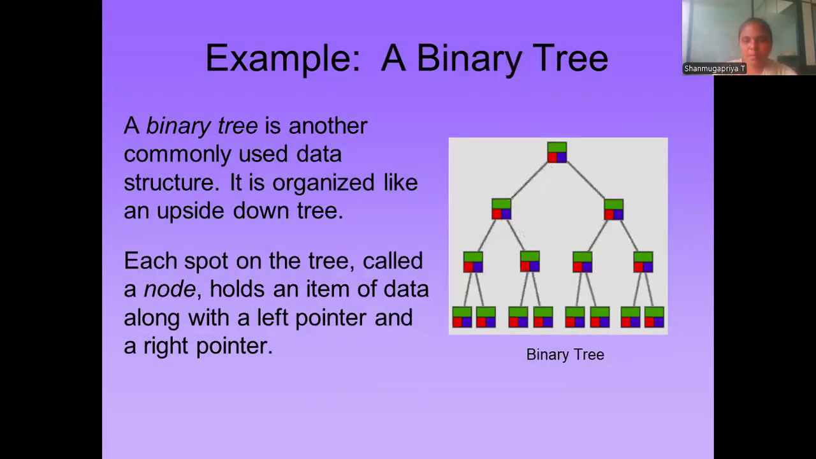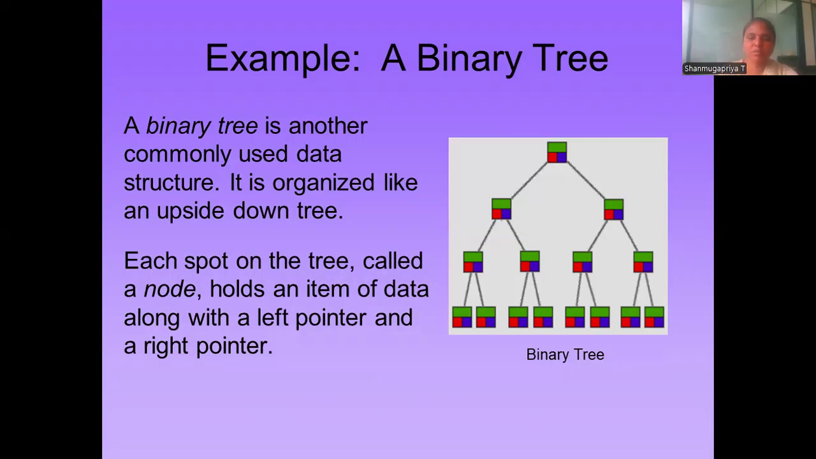Another example, of a nonlinear data structure, is called a binary tree. A binary tree is another commonly used data structure. It's organized like an upside down tree, a hierarchical representation of data called a tree. A binary tree has no more than two children: it has two children or one child, not more than two. So that is the concept of a binary tree. Each spot on the tree is called a node.